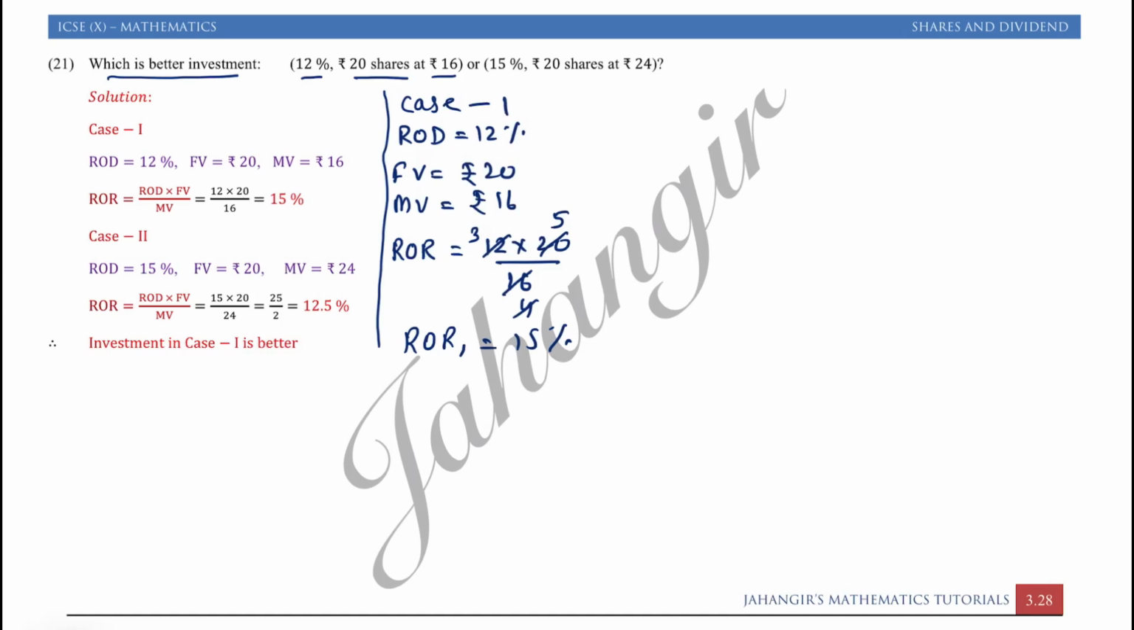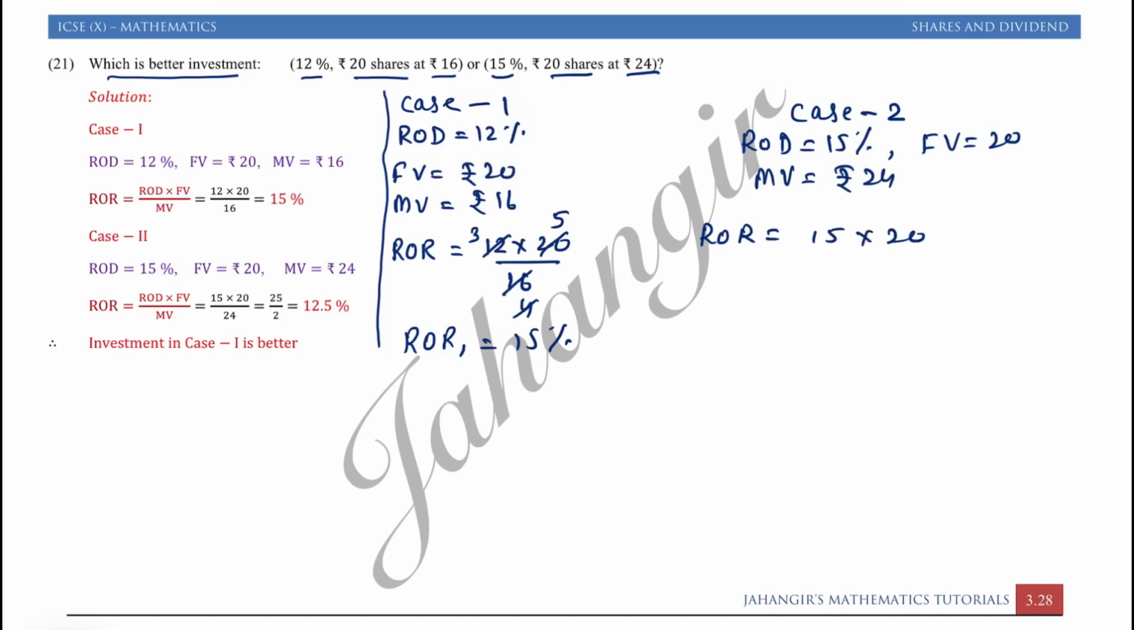We will find the second case. In case 2 we have ROD as 15%, FV as 20 rupees and MV is rupees 24. See, 15% rupees 20 shares at rupees 24. So here ROR is ROD 15 into 20 upon 24. So I can cancel with 4. 4 5s are 20, 4 6s are 24. 3 2s are 6, 3 5s are 15. So 25 by 2, which we can write as 12.5%.